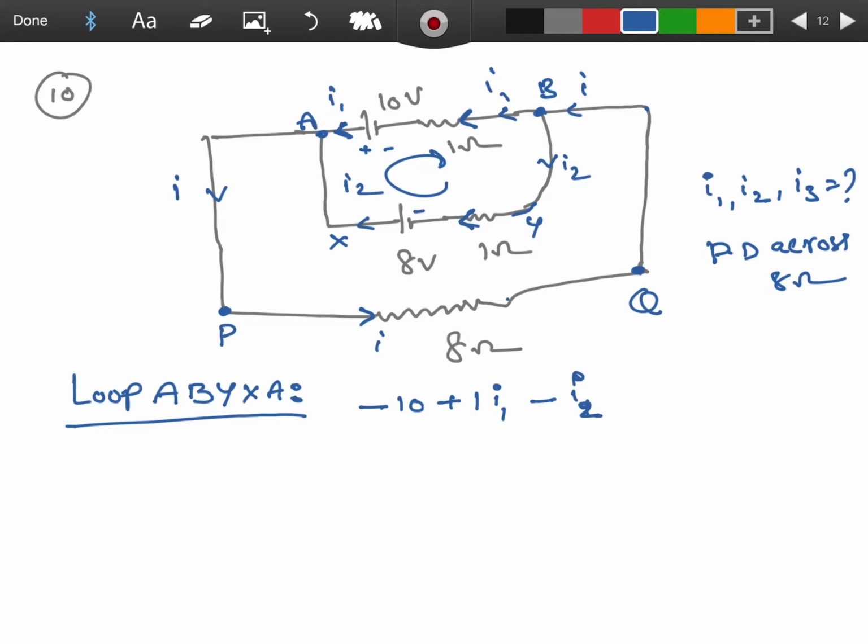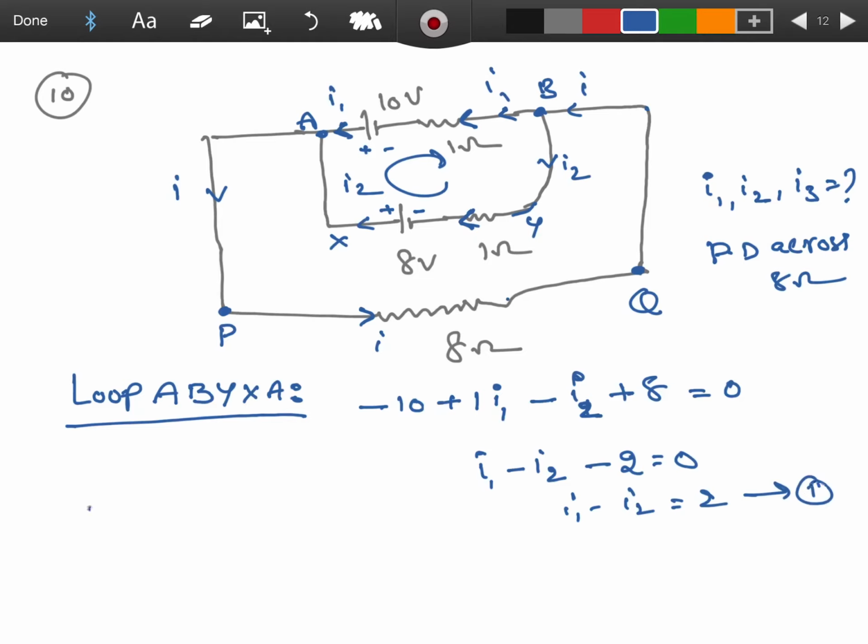and you are coming from minus 2 plus, which is 8, equal to 0. That means I1 minus I2 minus 2 equal to 0. I1 minus I2 equal to 2. This is equation number 1.